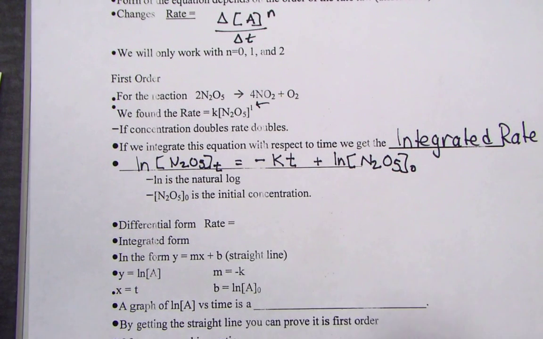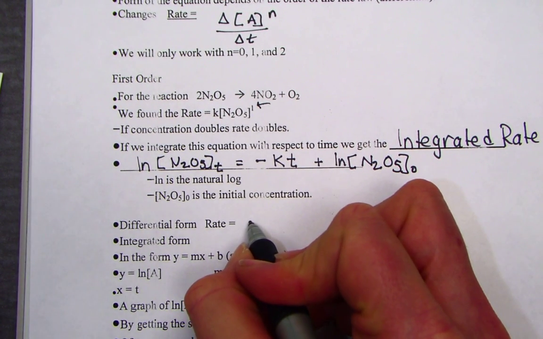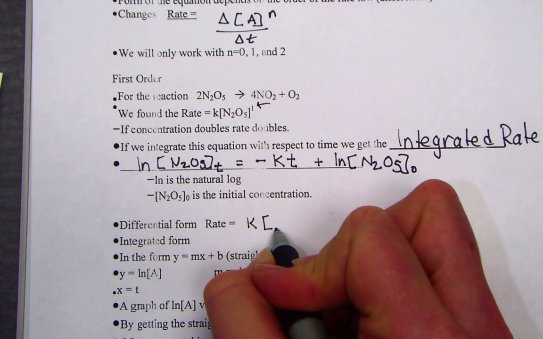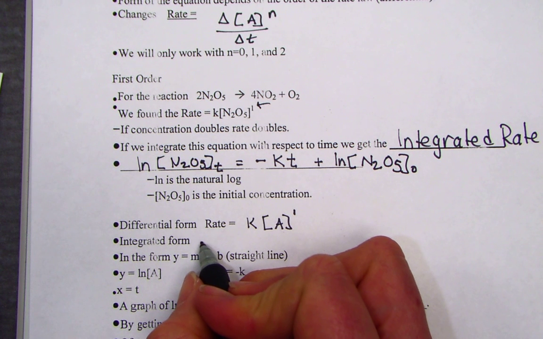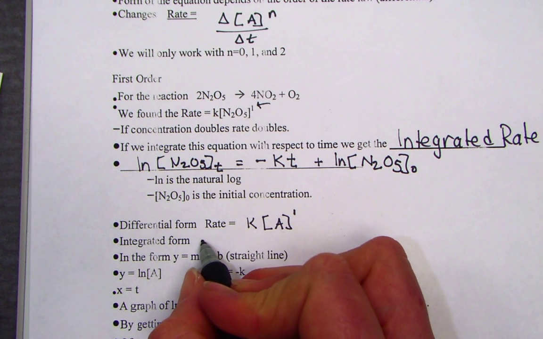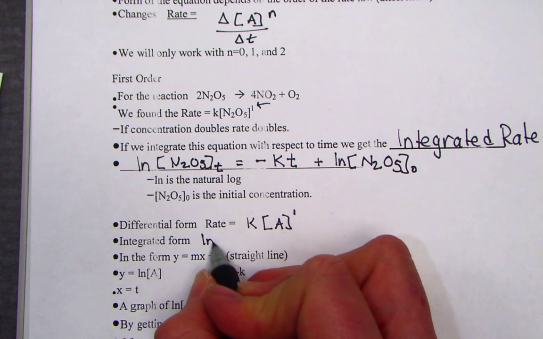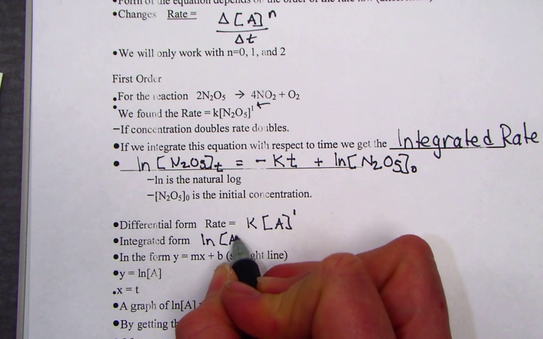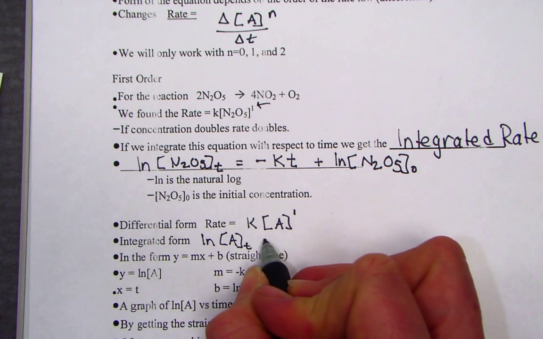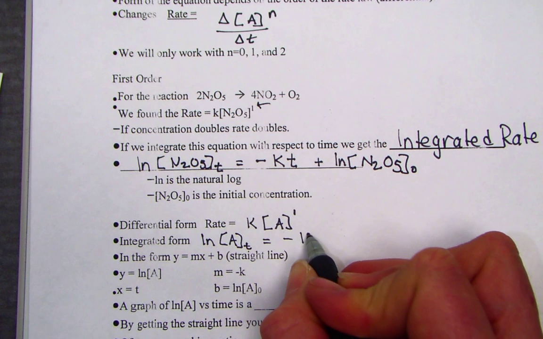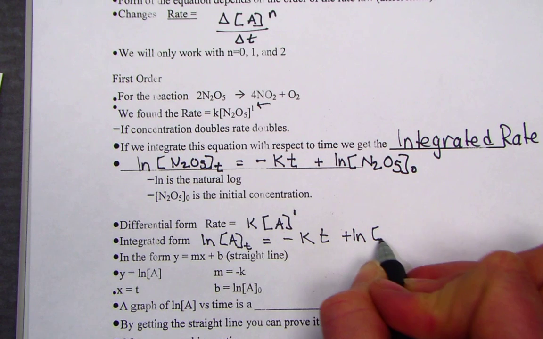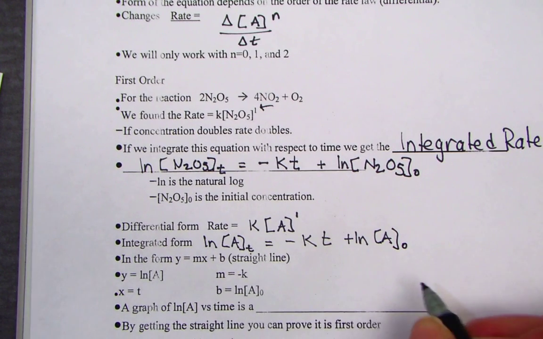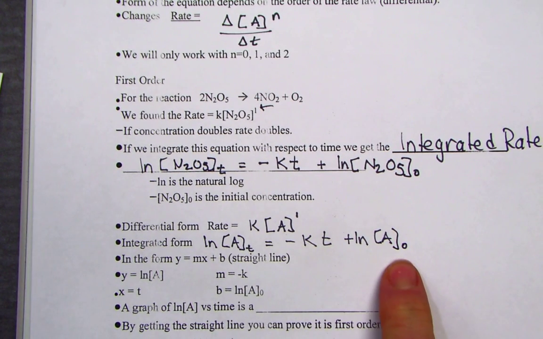Our differential rate form, just to review, is rate equal to K times the concentration of A raised to the first power. However, the integrated rate form for a first order, the natural log of whatever our reactant is at any point in time, can be calculated by knowing negative kt plus the natural log of the original concentration amount. This is the general form you will see appear on your equation page.